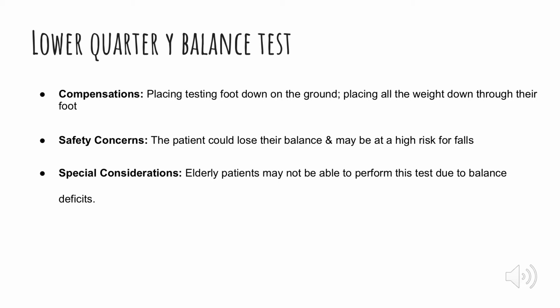If you are administering this test and you notice the person you're working with is placing their foot on the ground that is supposed to be in the air, then you should not count that trial, because they are compensating by shifting weight to the other foot in order to maintain balance with more ease. This patient may also compensate by putting all of their weight through their stance foot. This may be a hard compensation for the person who's administering the test to catch, so it is important to remind them throughout the test to distribute weight evenly in both legs.